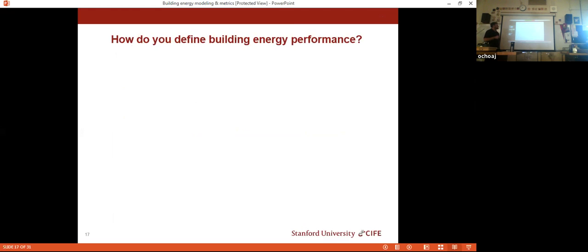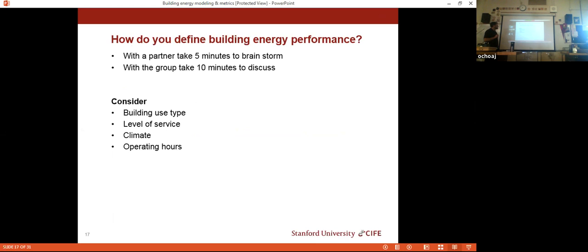Okay, how do you define building energy performance? Okay, so with a partner, now we're going to take 5 minutes, and then we're going to take 10 minutes to discuss, and we're going to consider how you define building energy performance considering building use type, level of service, the climate, and the operating hours. And then next, we're going to go into the incident model.